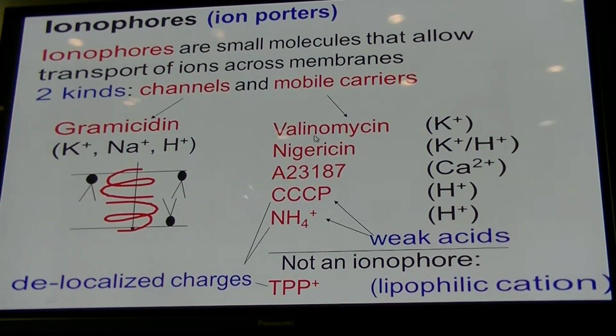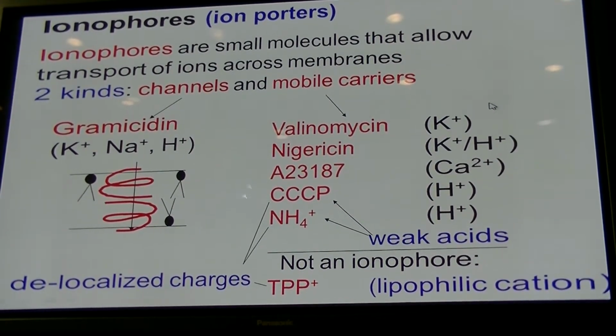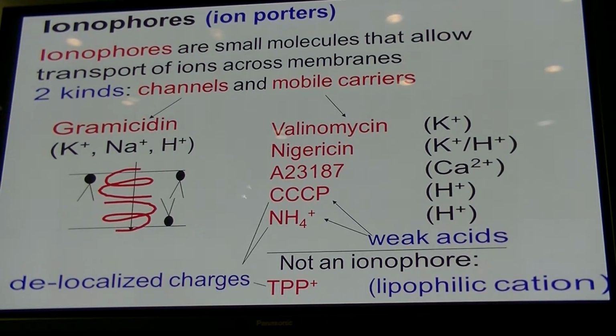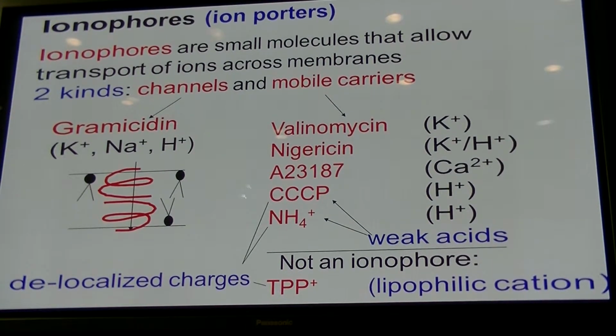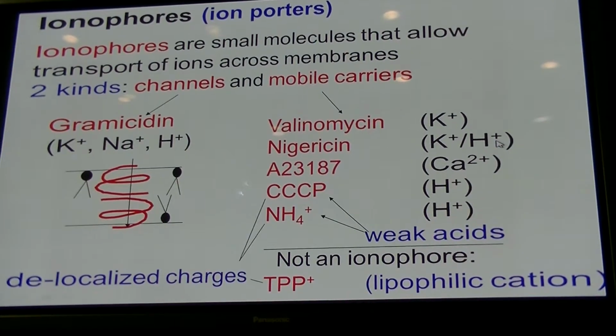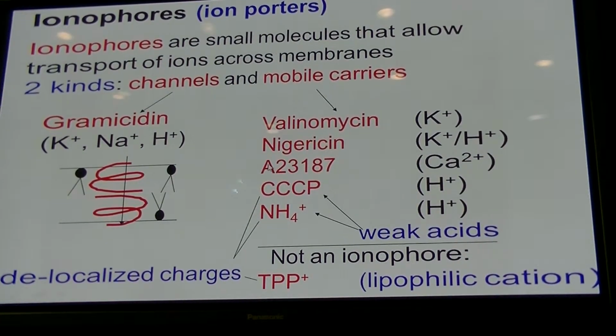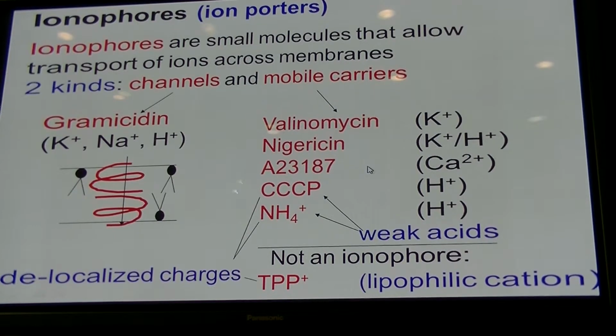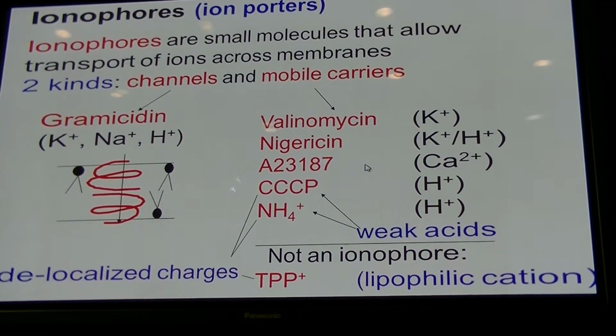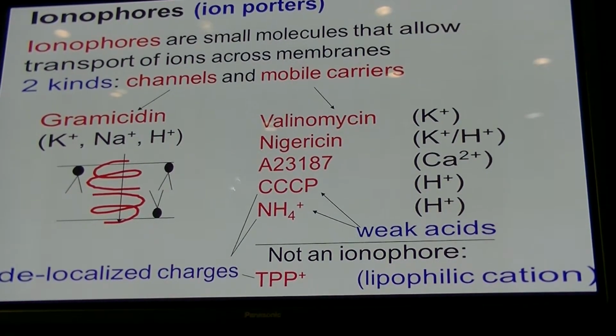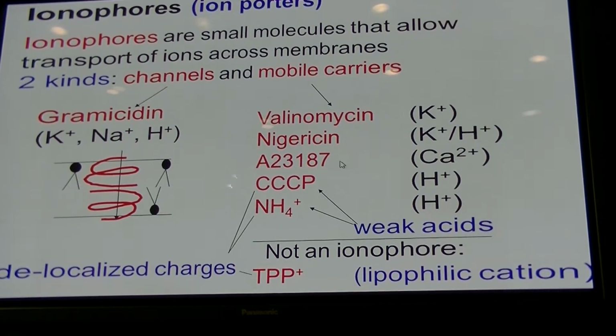But there are other molecules like valinomycin. It's actually a strange peptide. It's circular. There are D and L amino acids in it. It binds potassium and it moves it across the membrane. Nigericin is a similar molecule, but it exchanges potassium for hydrogen. And that's this guy, A23187. I don't know how they came to that name. It carries calcium across membranes.